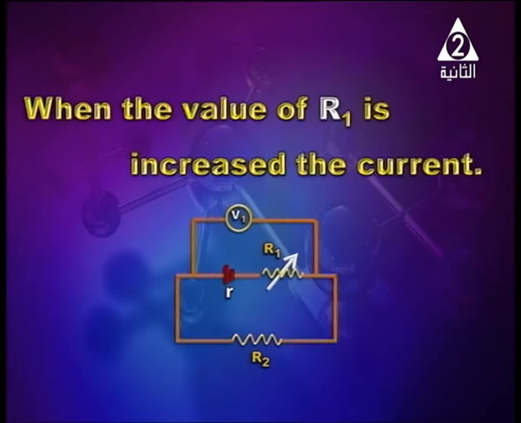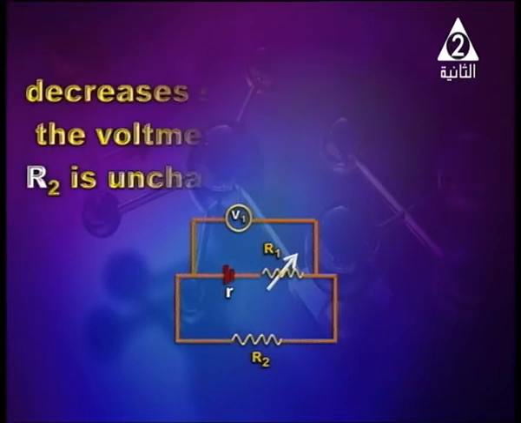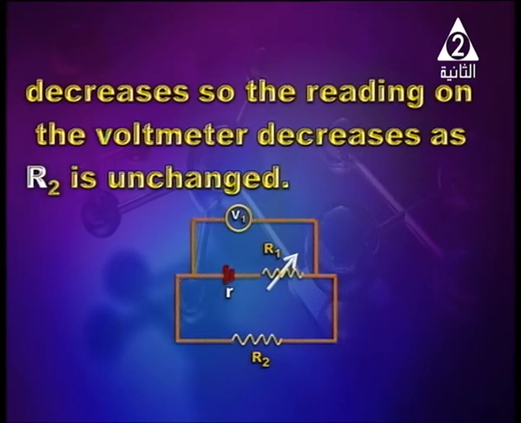The value of R1 increased, so the current decreases. So the reading on the voltmeter decreases because R2 is unchanged.